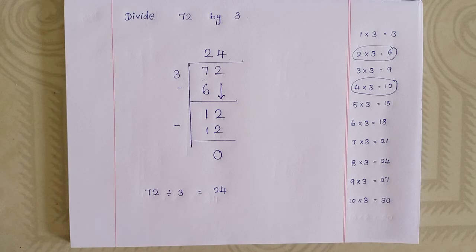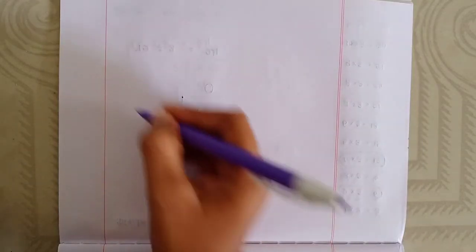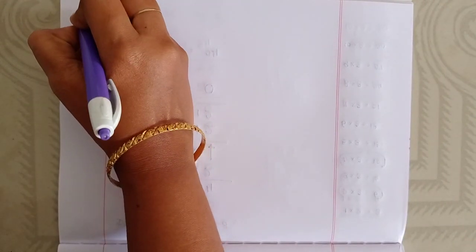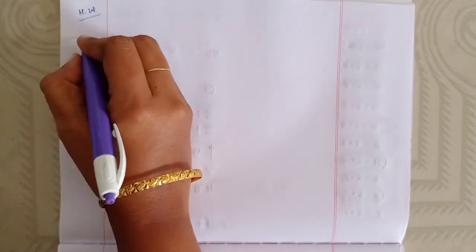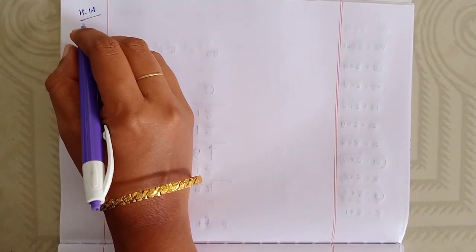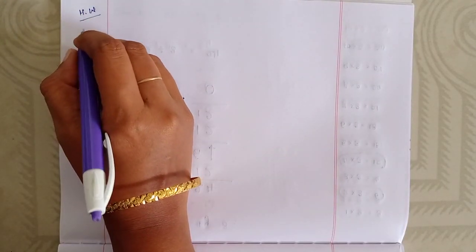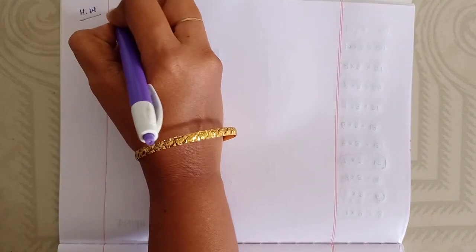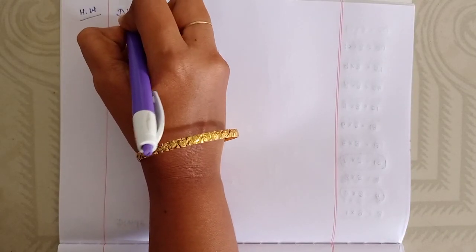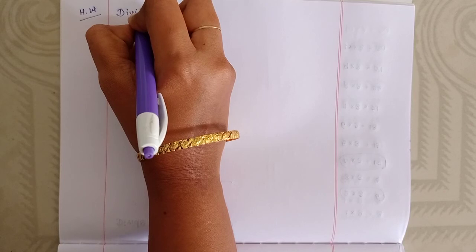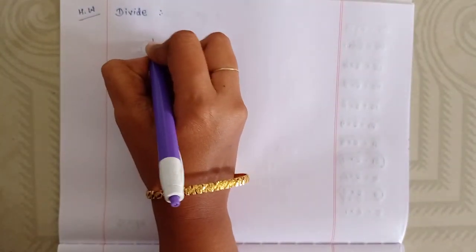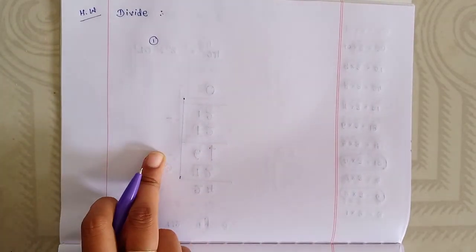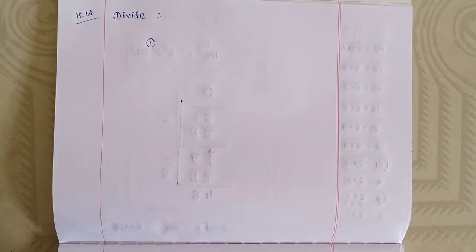Okay, very good. Take the next page and write today's homework. HW, homework. Here you should write today's day and date. Compulsory you should write today's day and date. Okay. Write divide. 1 sum, 1 page. Okay, I am writing here 5 sums, but you should write 1 sum, 1 page.